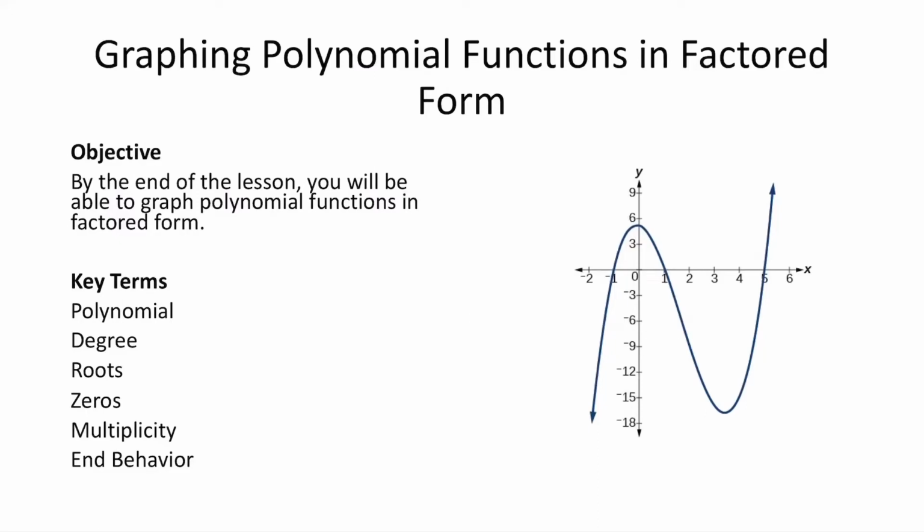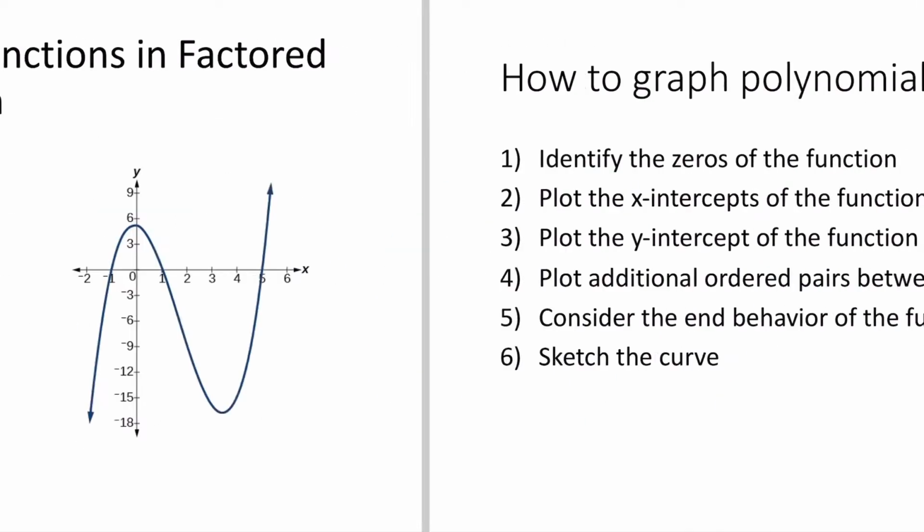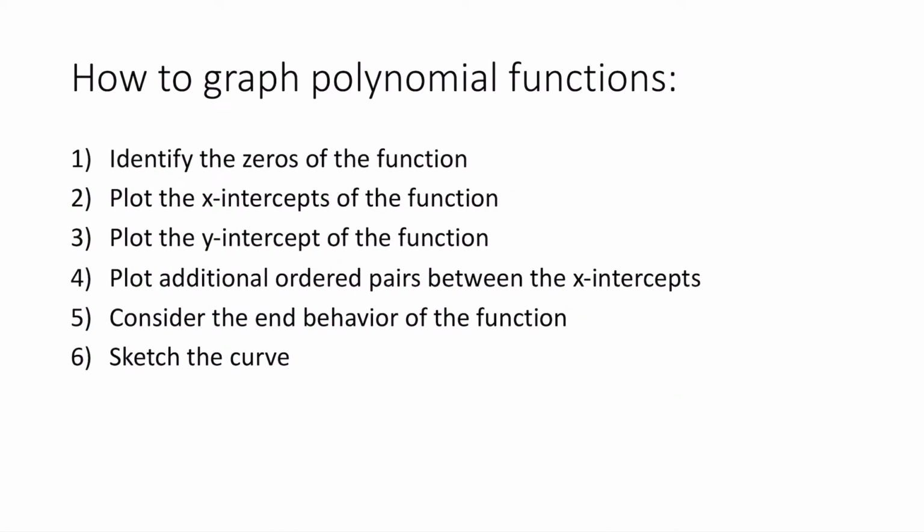So in this video, we're going to talk about how to graph polynomial functions in factored form. To graph polynomial functions, we're going to start off by identifying the zeros of the function, then plotting the x-intercepts of the function, plotting the y-intercept, and then plotting additional ordered pairs that are in between the x-intercepts, then consider the end behavior of the function, and then finally sketch the curve.